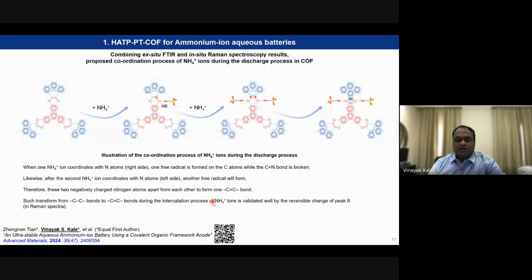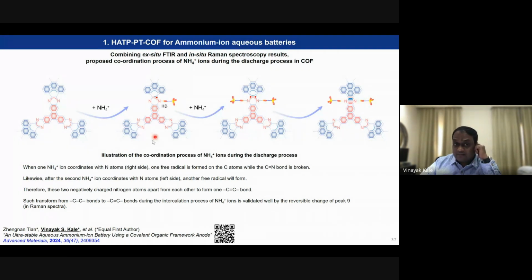So with this experimental proof, by combining ex situ FTIR and in situ Raman spectroscopy results, we propose the coordination process of ammonium ions during the discharge process into COF. So when one ammonium ion coordinates with a nitrogen atom, one free radical is formed on the carbon atom while C double bond N is broken.